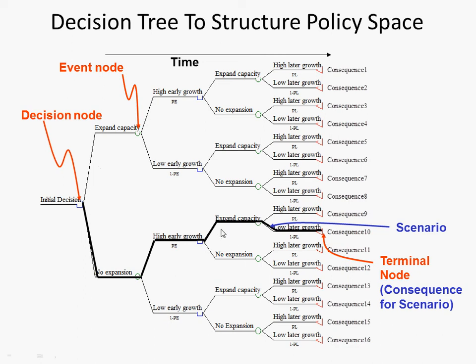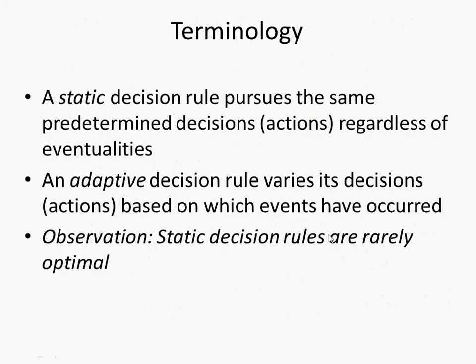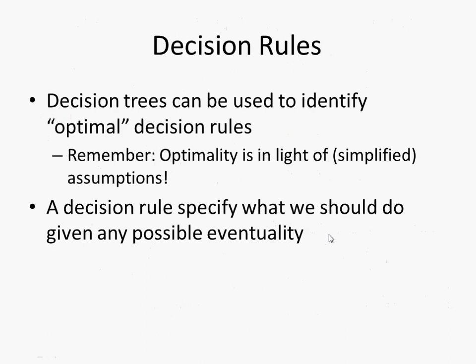So here we have these decision nodes and these event nodes over time, and these consequences, to be sure, from each of these. We have a particular scenario here that may play out where we make an initial choice, no expansion, we have high early growth, we decide to expand, and then we have low later growth, and then we have some consequence that comes about because of that. That would be one scenario, right? But in general, we have to start thinking about decision rules. A rule will basically specify what we should do given any possible eventuality.